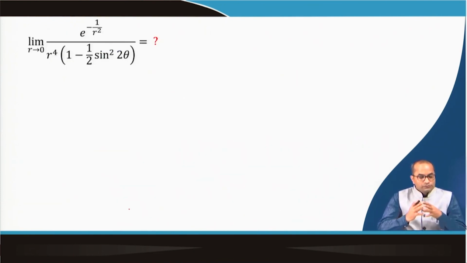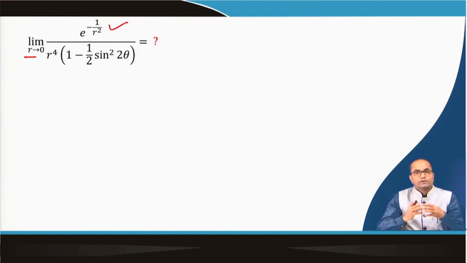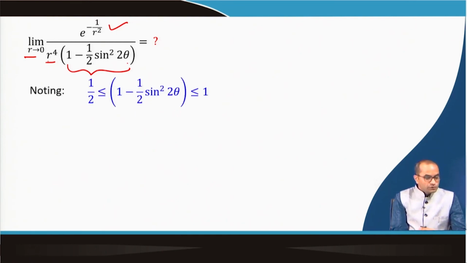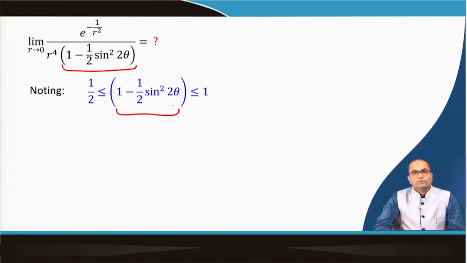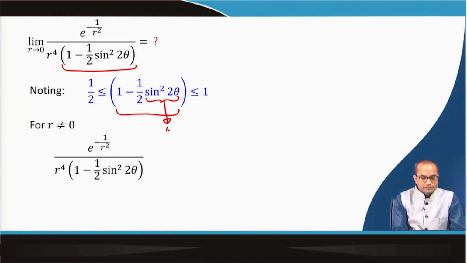So, now we will look at what is this limit here with numerator e^(−1/r²), and in the denominator we have r⁴ and there is a term 1 minus half sin² 2θ. Here we will make use of the sandwich theorem. So, let me explain that through this example itself. We look at the bound of this term 1 minus half sin² 2θ. So, this sin² will take values from 0 to 1.